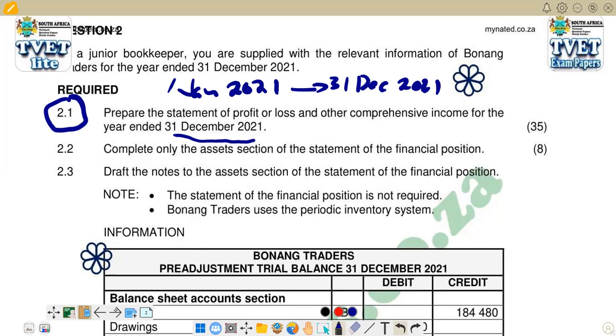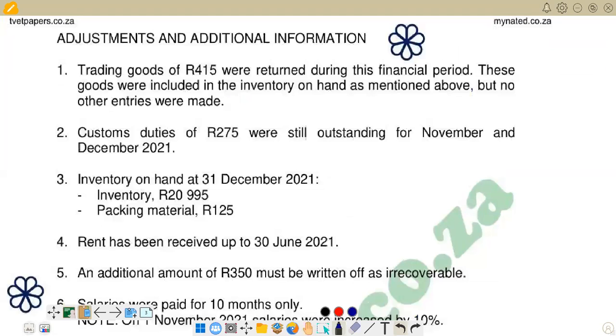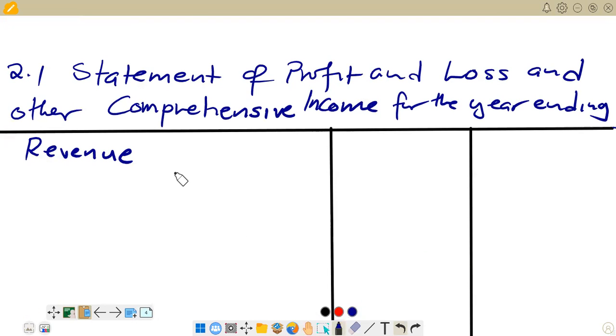If you go to our answer section, you see that this is our statement of profit or loss. On our statement of profit or loss, remember we are going to start with the figure for revenue. This is our statement of profit or loss and other comprehensive income for the year ending 31 December 2021. So we have our 31 December 2021 there as our heading. With that, we can now start to answer the first part.